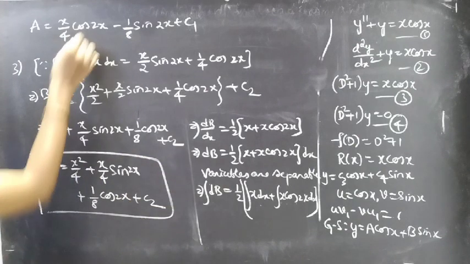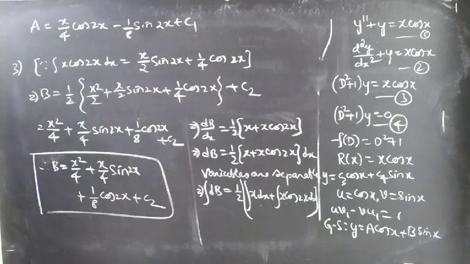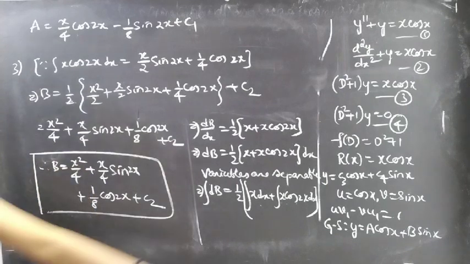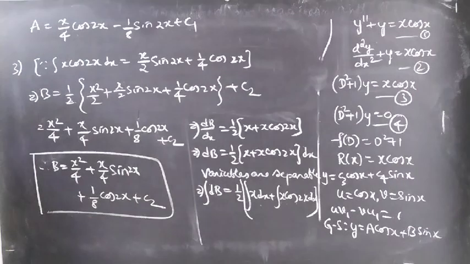So we got A and B. Let's now write the general solution using y equals A cos x plus B sin x.